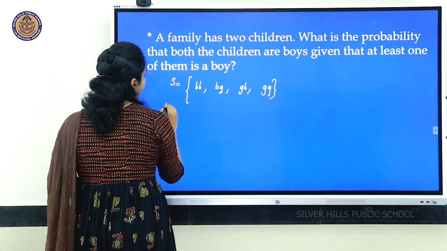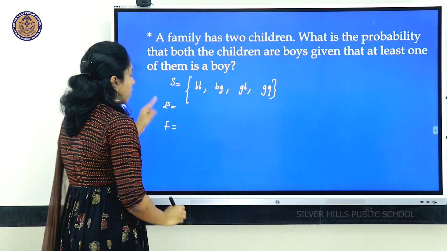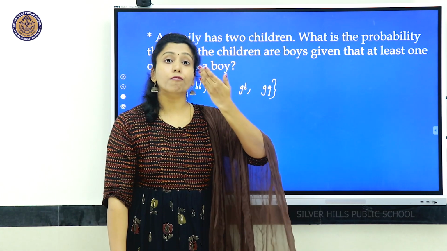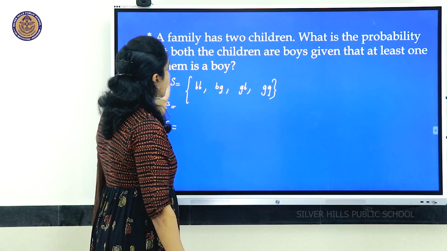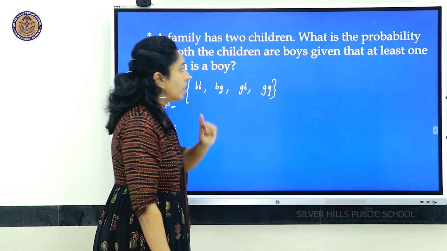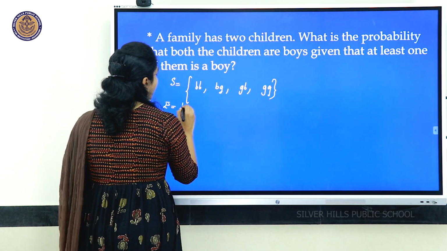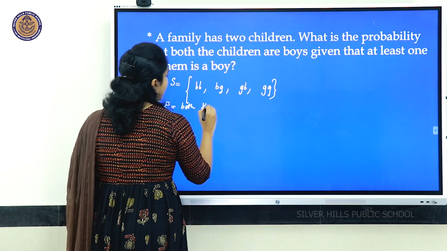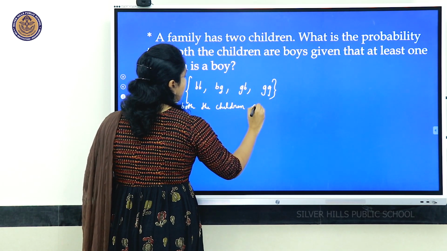So, now I am going to define an event E and an event F. What is event E? The probability of what? What are we going to find? What is the probability that both the children are boys? So, E is the event that both the children are boys.